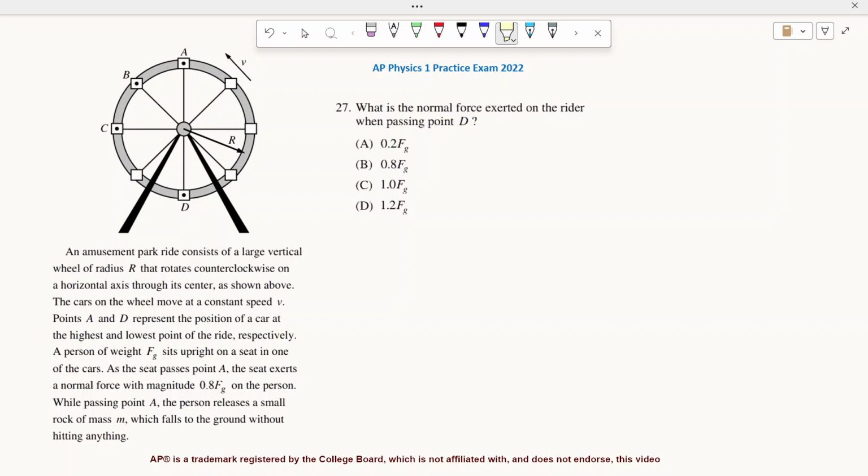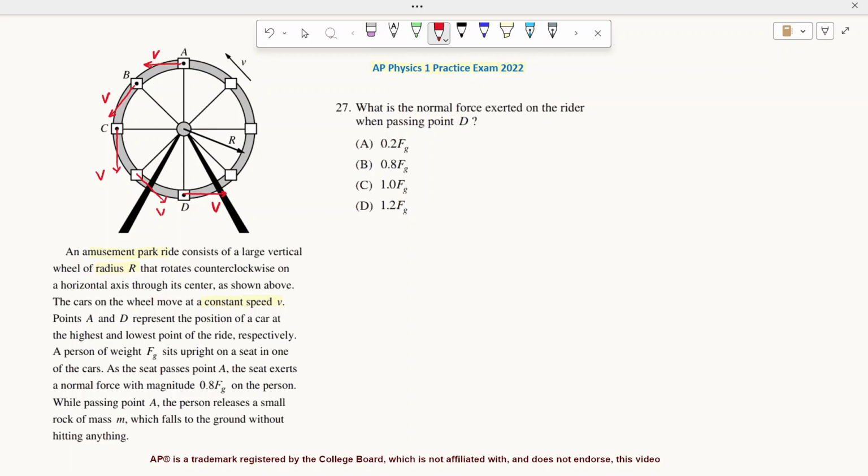Hi, this question is taken from Practice Exam 2022 about circular motion, in which you see an amusement park ride consists of a very large wheel having a radius r, and this wheel is moving with a constant speed v. Which means that at every point the speed is v, and this is the tangential velocity, which means that this velocity is changing just due to its direction, not due to its magnitude. So even at that place also the velocity is v because it's constant speed.